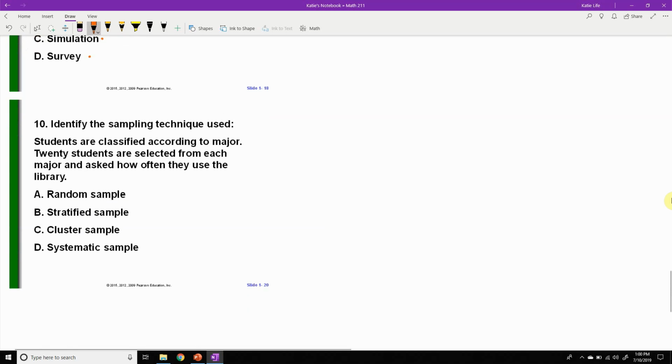All right, last question, number 10. Identify the sampling technique used. Students are classified according to major. 20 students are selected from each major and asked how often they use the library. Okay, so if I split everybody into major, here's maybe education and nursing and business and communications and criminal justice, right? So everybody is already classified based on their major of study.